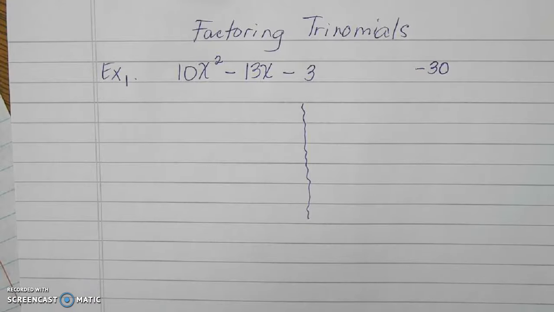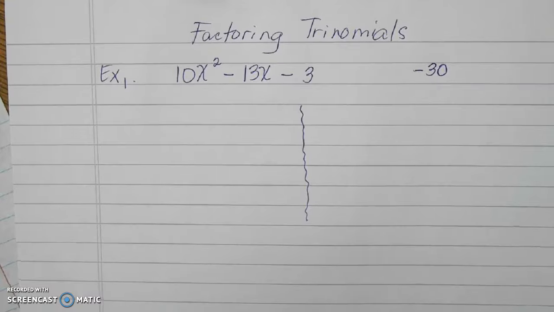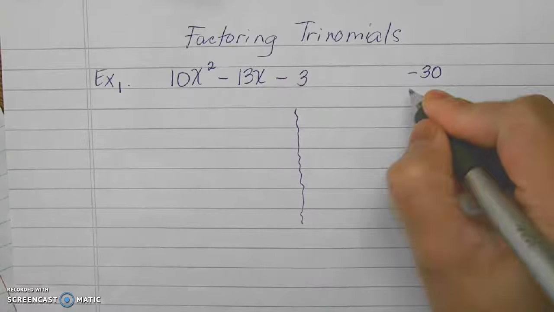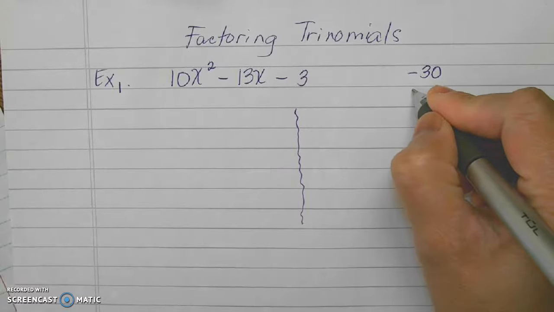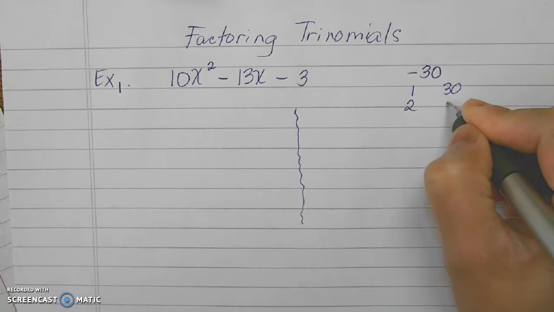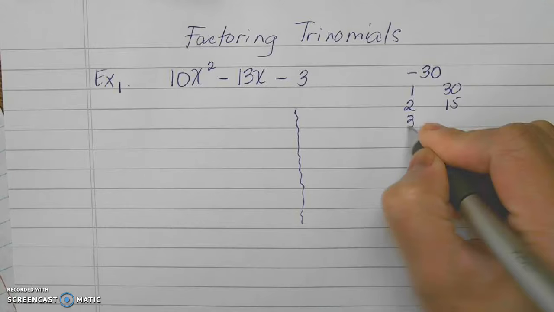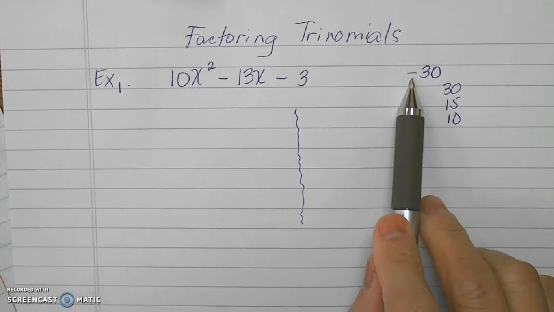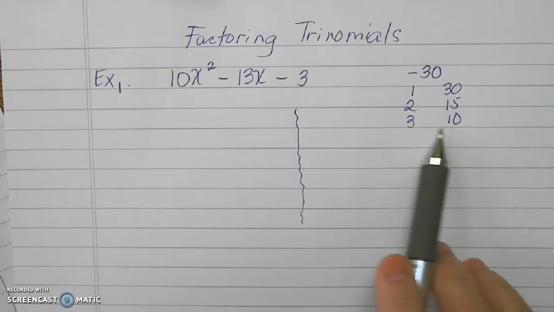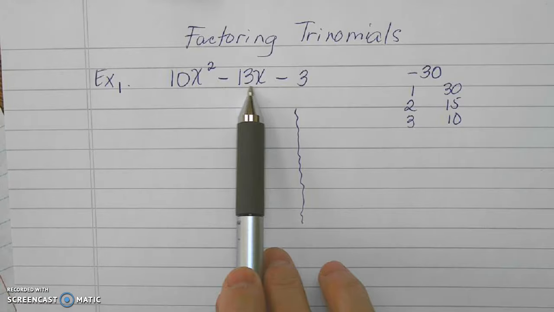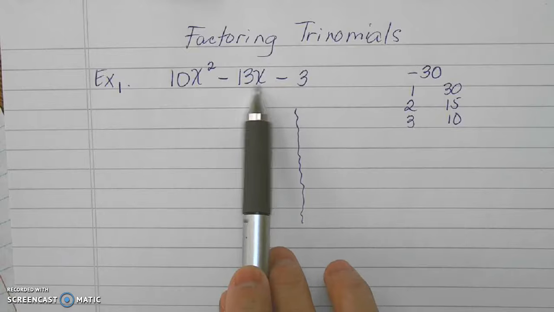Now you're going to think of all the factors of negative 30. They are 1 times 30, 2 times 15, and 3 times 10. Of course, you're going to consider the signs, that's plus or minus. You're going to think of which one would most likely become negative 13x when you add them.